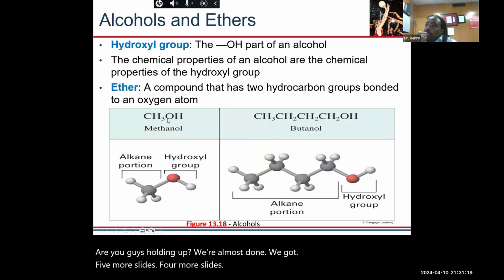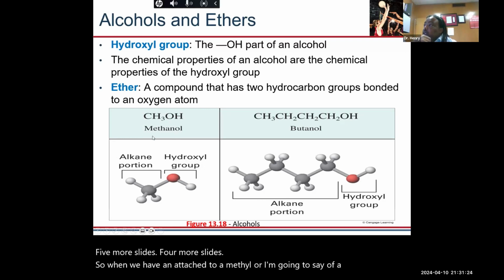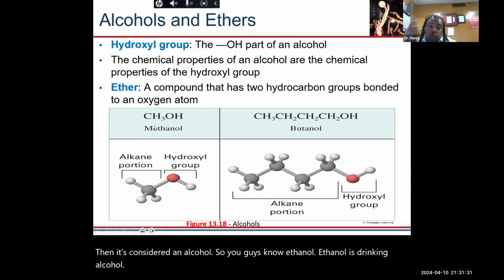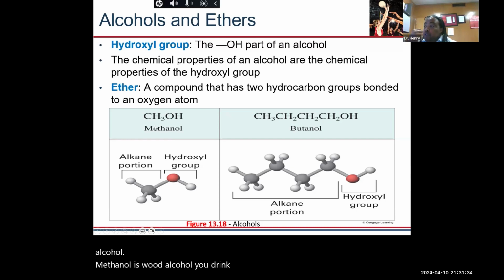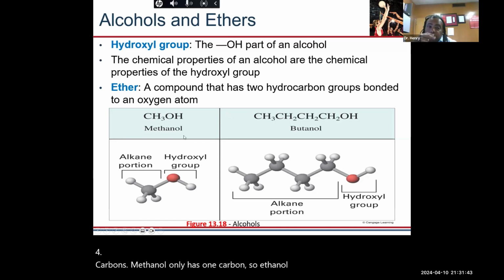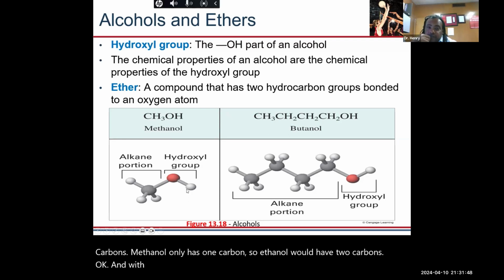So when we have an OH attached to a hydrocarbon, then it's considered an alcohol. So you guys know ethanol. Ethanol is drinking alcohol. Methanol is wood alcohol. You drink that, you go blind. Butanol, 4 carbons. Methanol only has 1 carbon. So ethanol would have 2 carbons. Okay, and with a hydroxyl group hanging off of it, a hydrogen and an oxygen.